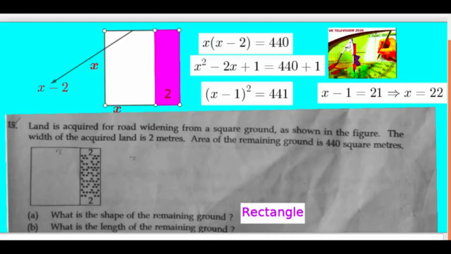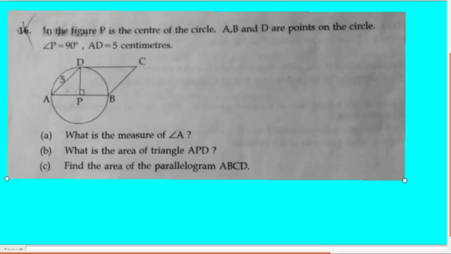Breadth is equal to x minus 2, that is 20. We have to find out only the length of the remaining ground. In the figure, P is the center of the circle. A, B, D are points on the circle. Angle P is equal to 90 degree. AD is equal to 5 centimeter. What is the measure of angle A? We have to find out the measure of angle A.